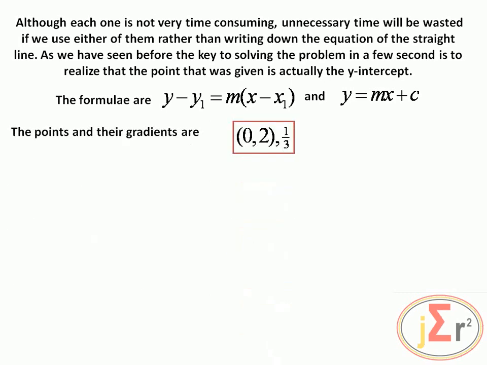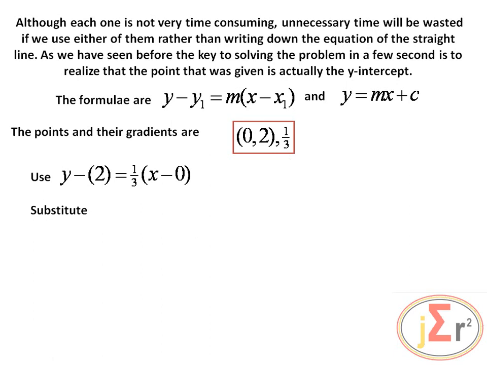Now we have the point which is 0, 2, and we have the gradient which is 1/3. So we have y minus y1, which is y minus the y-ordinate, is equal to the gradient multiplied by x minus the x-ordinate. In the place of the y-ordinate, we put the value 2. In the case of the x-ordinate, we put the value 0. And of course, we have 1/3 replacing the gradient m right there. Making the substitution.